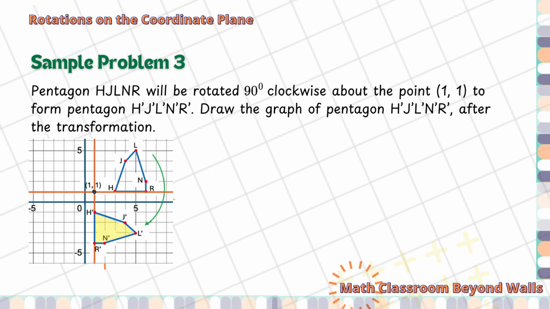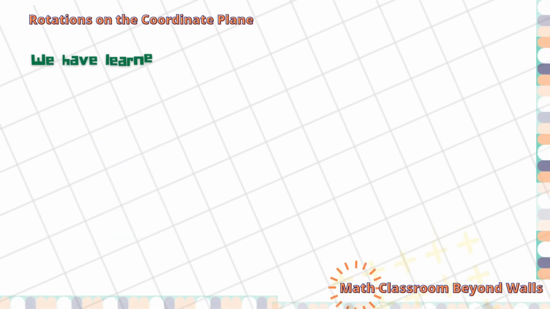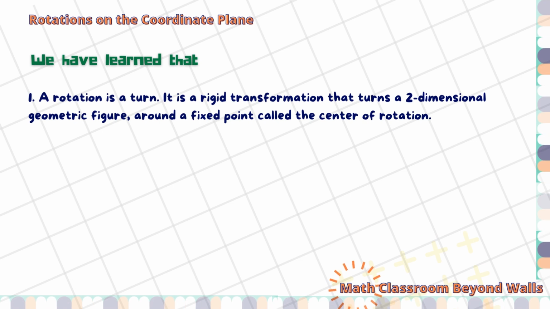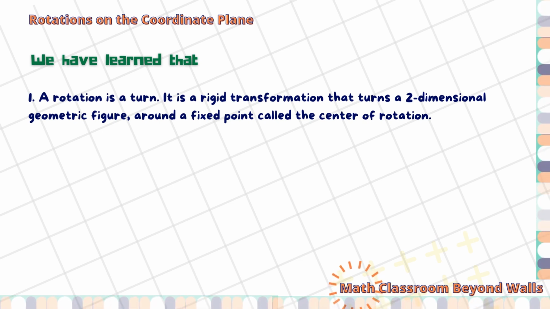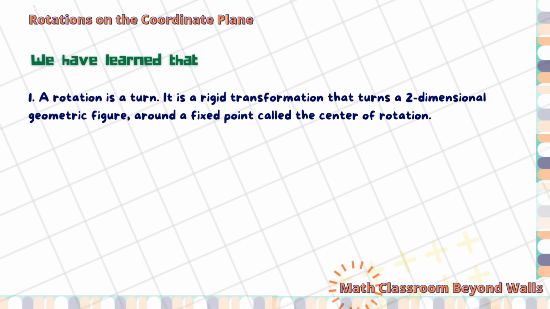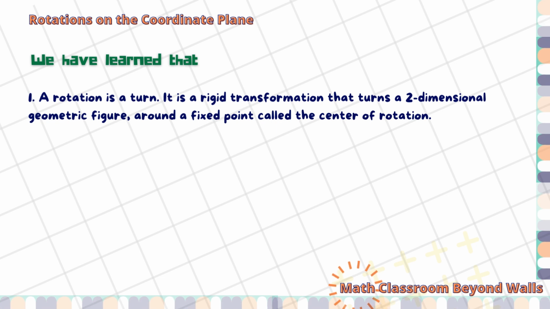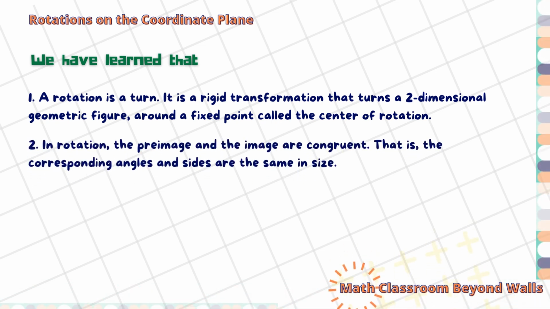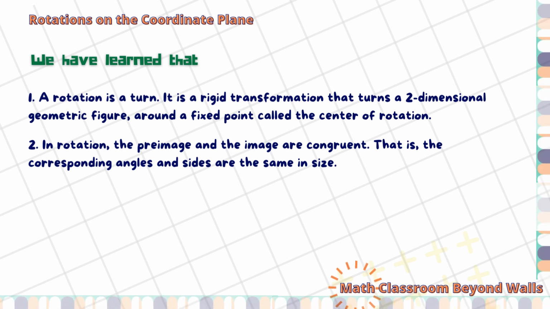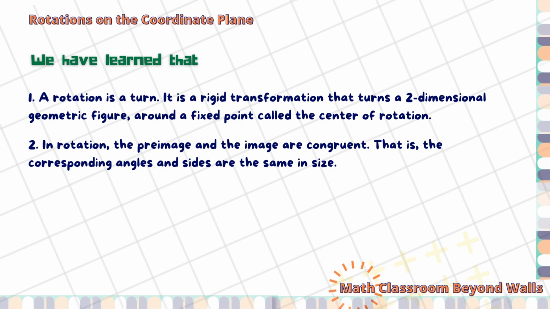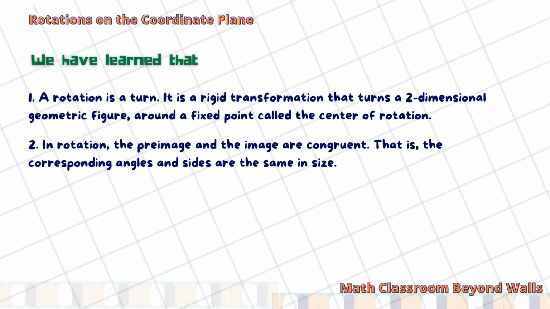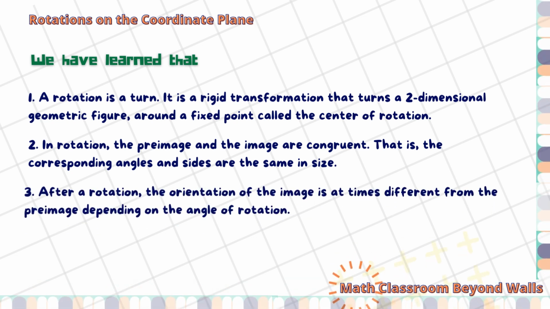Okay, let us summarize what we have learned in today's video. We have learned that, first, a rotation is a turn. It is a rigid transformation that turns a two-dimensional geometric figure around a fixed point called the center of rotation. Second, in rotation, the preimage and the image are congruent. That is, the corresponding angles and sides are the same in size.